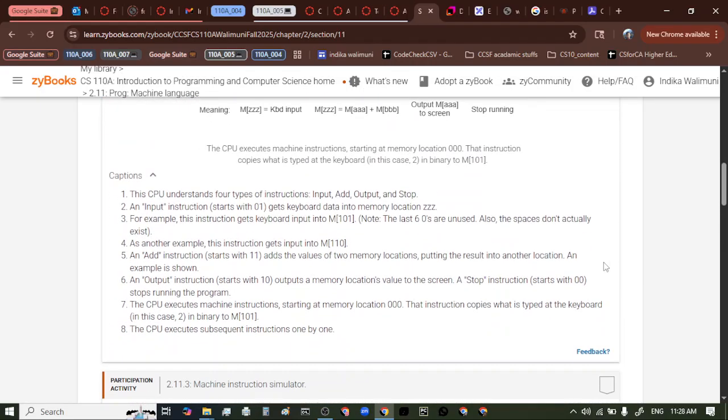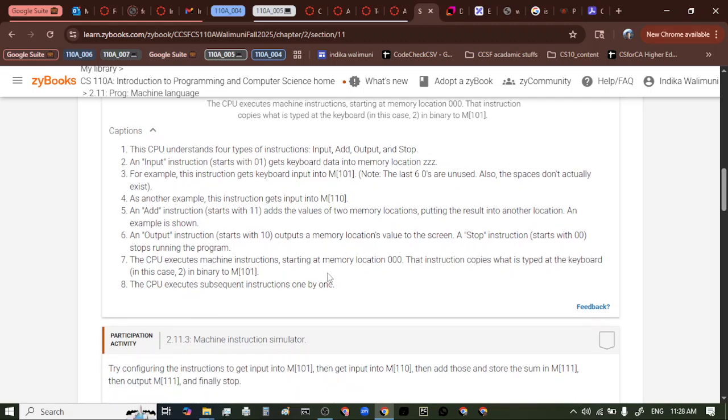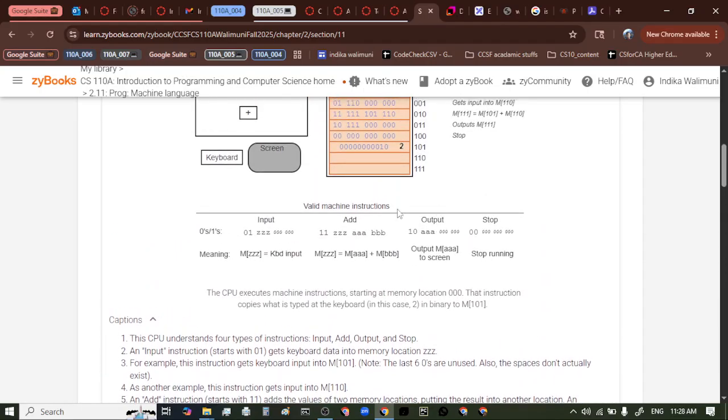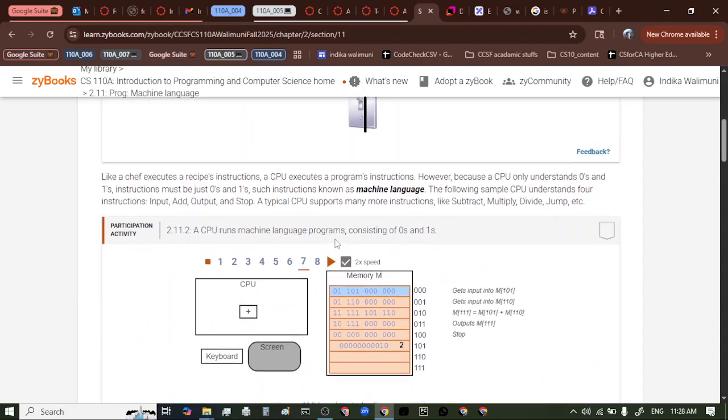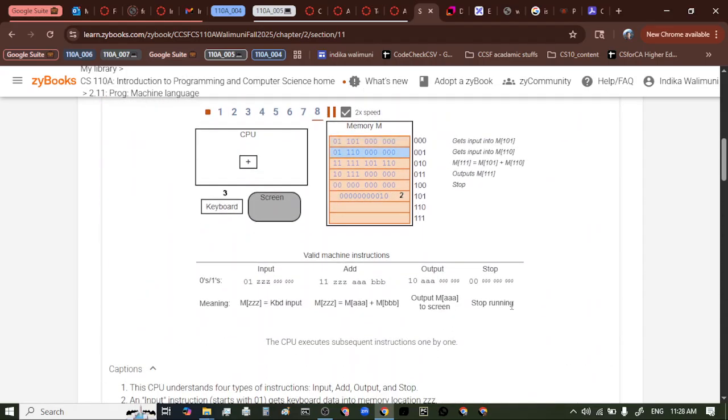So in step 7, starting at memory this location, this instruction copies what was typed at the keyboard, in this case 2, and it's in binary at this location. And then the last step is the output, right? So it's a very simplified breakdown of what's actually happening inside the CPU. The last step basically shows you everything, the summation happens.